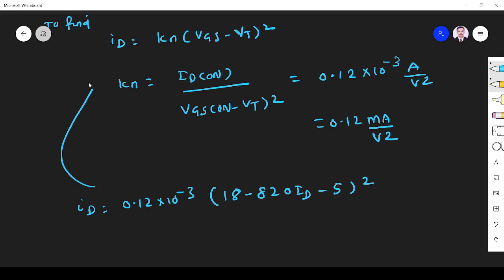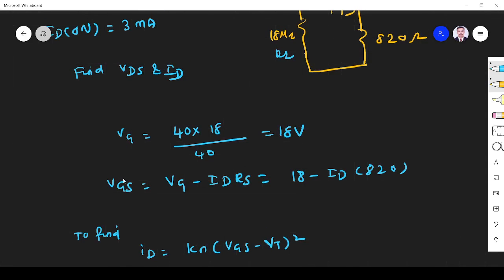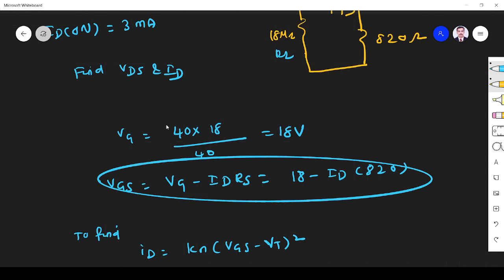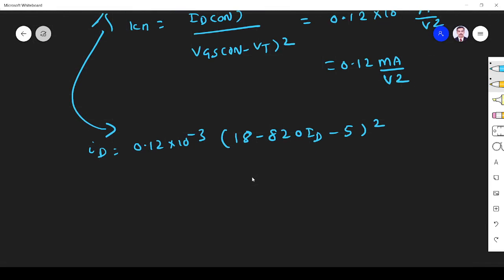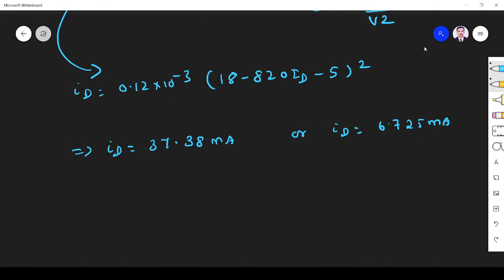Here I substitute this one, right? Kn I substitute. VGS we found, 18 minus 820 ID. VT is 5, it is given in the problem. So if you simplify, what you get is ID as 37.38 milliampere, or ID is equal to 6.725 milliampere. It is in square, so it is a quadratic equation. We will get 2 ID values, and we have to choose which ID is the apt answer.